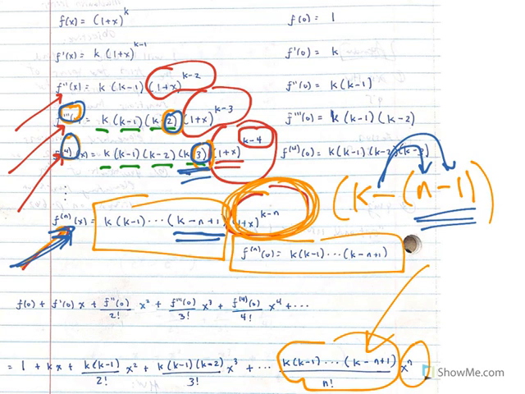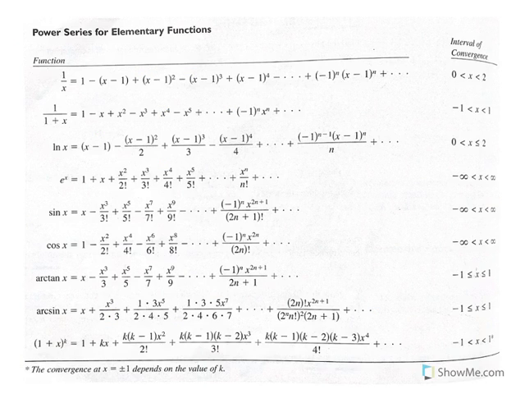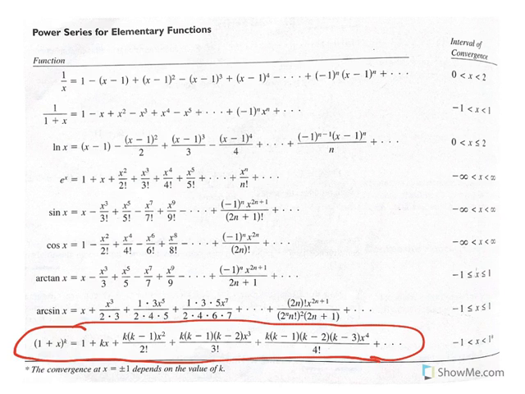So when you do that, you derive what we call the binomial series from the function f of x equals (1 plus x) to the k power. And that's what you have here at the very bottom of our power series for elementary functions. And what is the interval of convergence? You could use the ratio test to verify this. It is from -1 to +1.